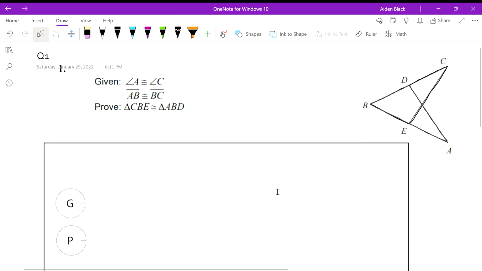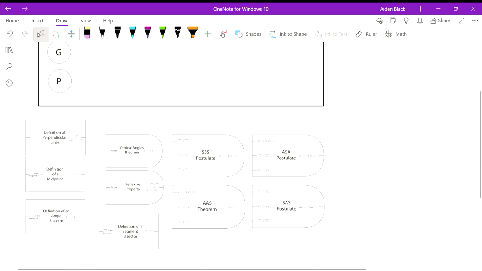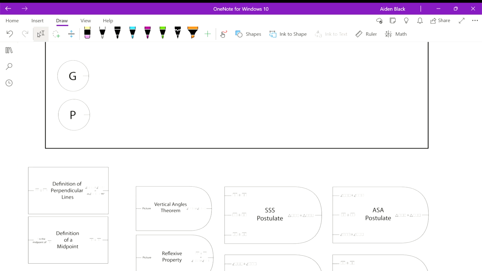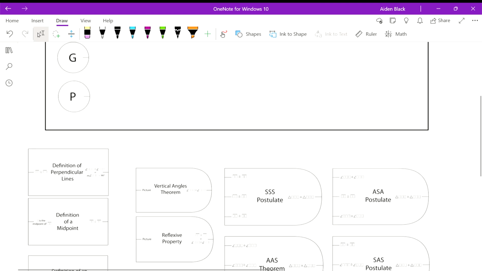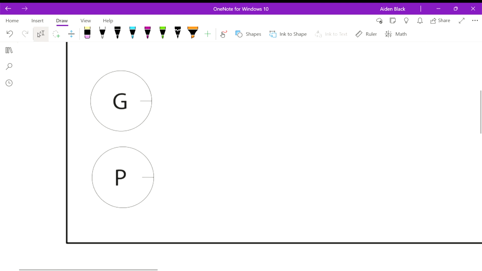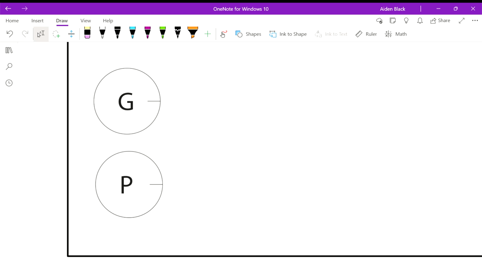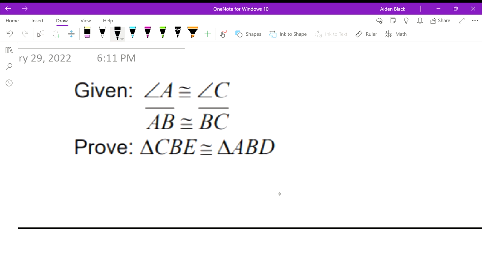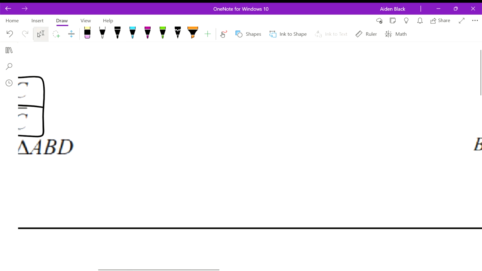Alright, so I'm going to briefly show how to use proof blocks. I have, I believe, all of them right here, including the G and the P, which stands for given and picture. Those two circular ones demonstrate what is provided right here. This is what's given, two different pieces of information.